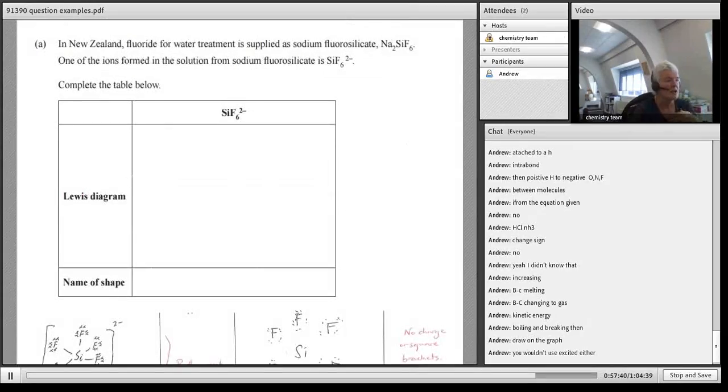Right, this one, Lewis diagrams. Really important for Lewis diagrams is work out your number of valence electrons. If you don't know your valence electrons, you're going to get it wrong. So if I've got Si, what group is Si in?